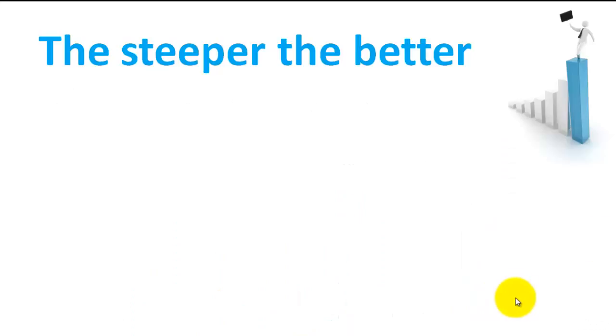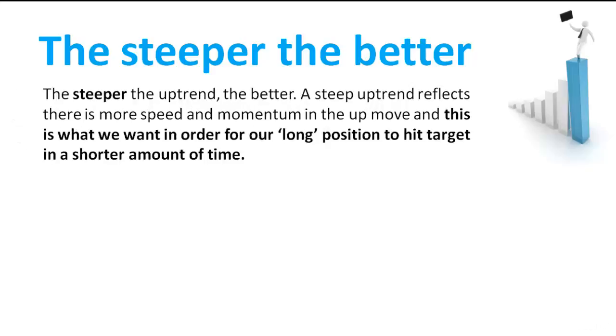So the steeper the moving average is facing, or sloped should we say, the better. It essentially means that speed and momentum is higher in favor of the direction where the moving average is pointing. And that's what you want, speed and momentum, in order to perpetuate our position to hitting target in as short an amount of time as possible. So a steep uptrend, and indeed the subsequently angled moving average, reflects that there is more speed and momentum in the up move, and this is what we want in order for our long position to hit target in the shortest amount of time possible.